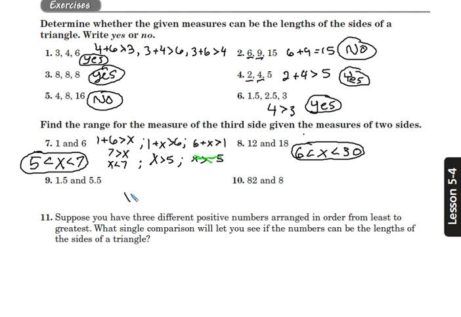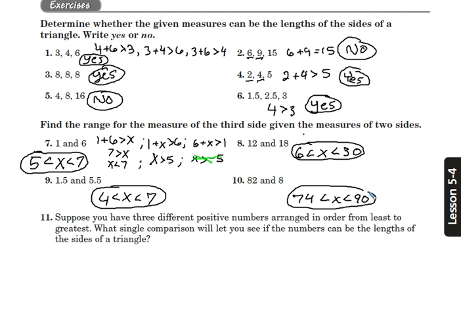Down here for number 9, the difference between those is 4, and the sum of those is 7. Our third side has to be somewhere between 4 and 7. And then lastly, 82 minus 8, 74, 82 plus 8, 90. Our third side has to be between 74 and 90.